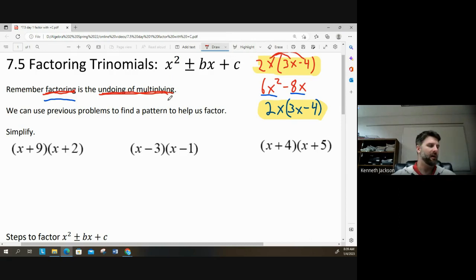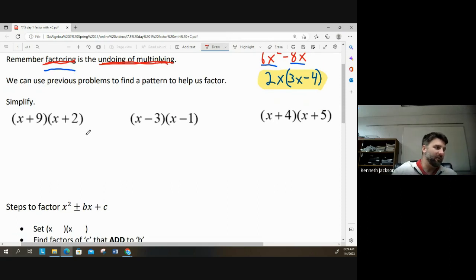in chapter 7. So to help us figure out how to factor more complicated quadratics, we can simply look at what happens when we put some of these things together. For example, if I have these two sets of parentheses, I know that I can multiply. So x times x is x squared, x times 2 is 2x, 9 times x is 9x, and 9 times 2 is 18. After we multiply through, I can combine like terms. That's plus 11x plus 18.